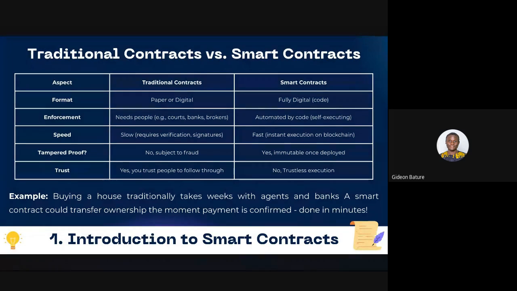All right. But for a smart contract, it's not like that. It's tamper proof. Nobody can go and change anything. Once it's been deployed, it can't be changed. It can only be upgraded once it's deployed, but it can't be changed.